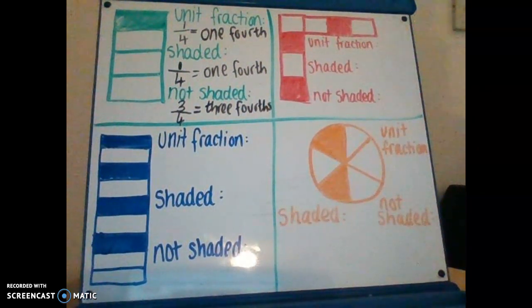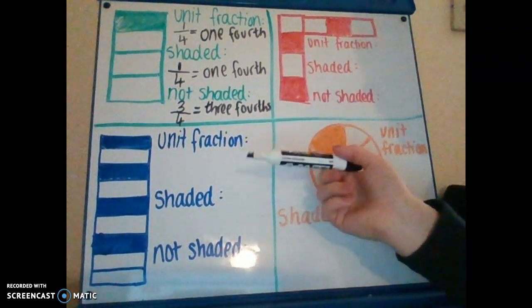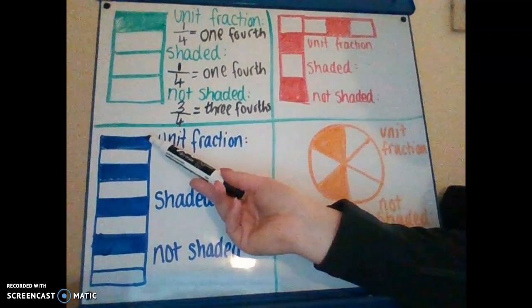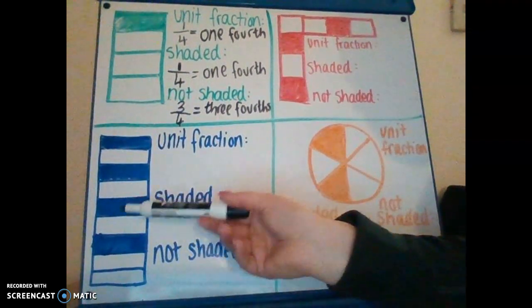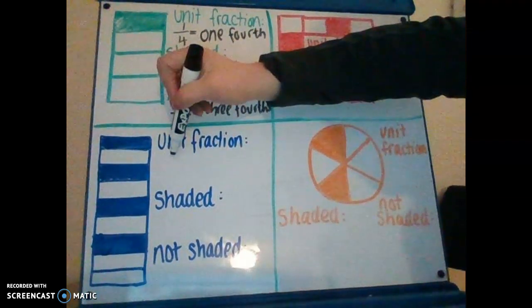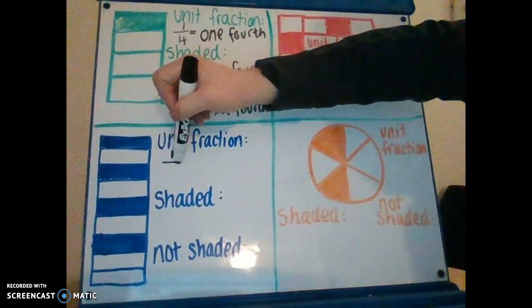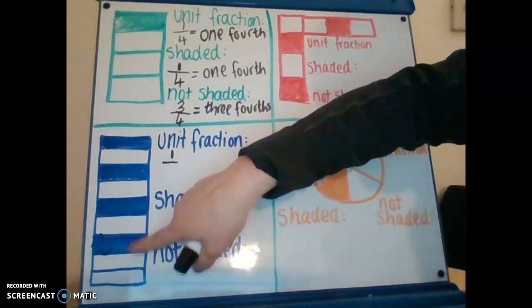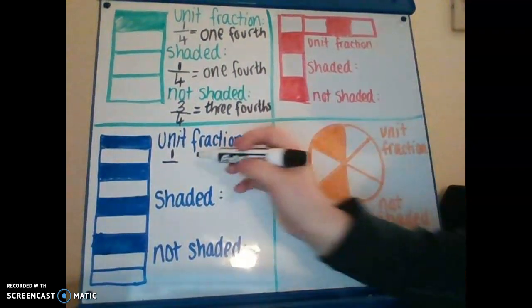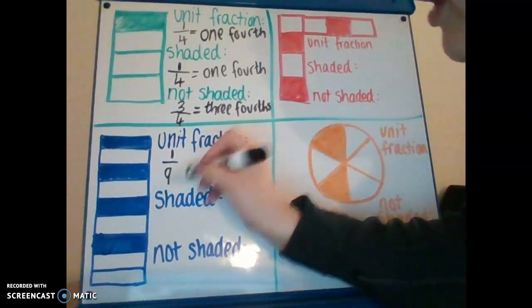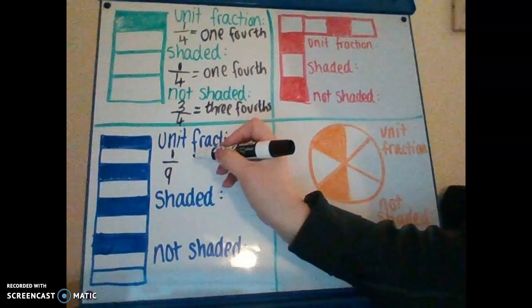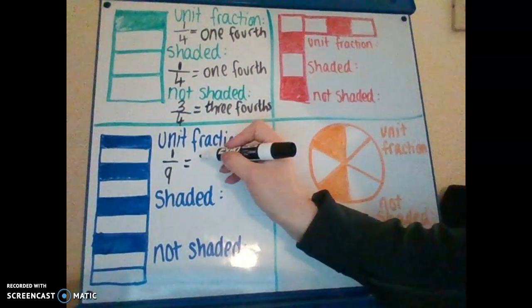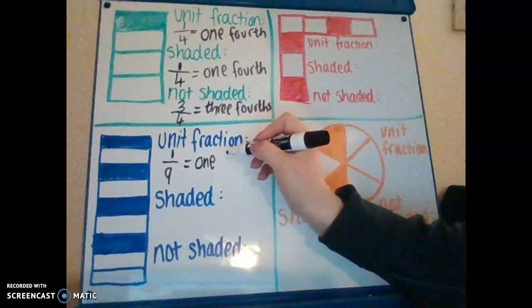Let's have a look down here in the blue. The unit fraction is just one of the parts. So we're just counting 1 for the unit fraction, 1 out of 1, 2, 3, 4, 5, 6, 7, 8, 9 equal parts. So the unit fraction is 1/9. It's written like that in fraction form, and we can also write it like this, 1/9.